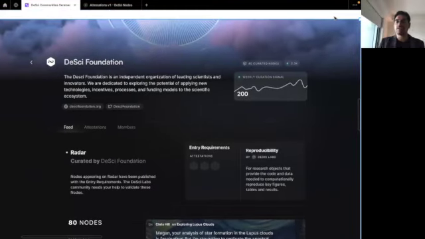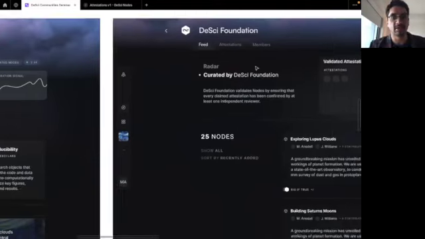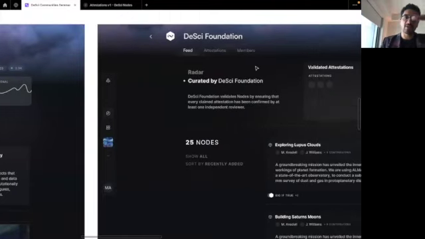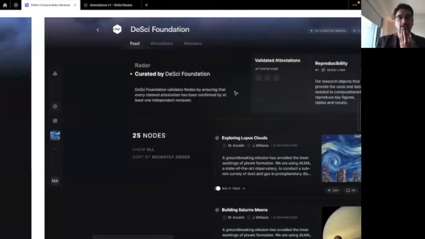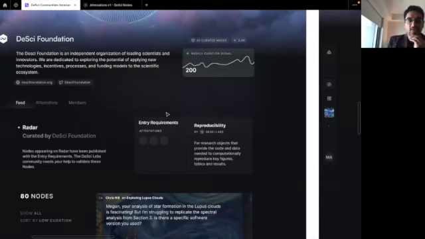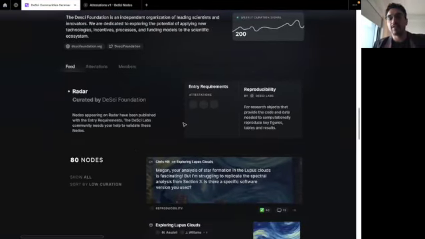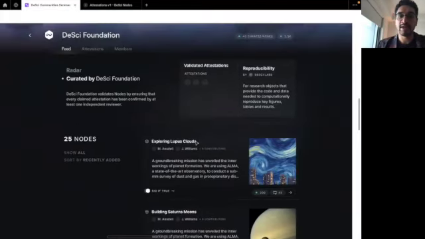Actually, if you're not authenticated, I guess we could feature curated by DeSci Foundation. We were discussing this yesterday and we weren't sure what to focus on, what should be the default. But the difference is that on Radar, unvalidated research will show up, whereas on curated by, it's research that has been validated.